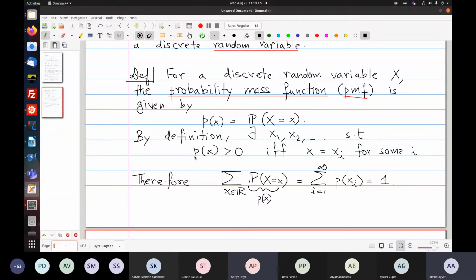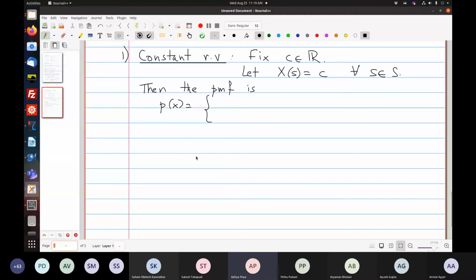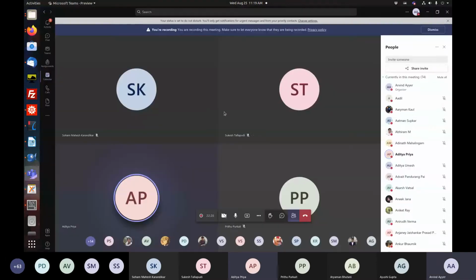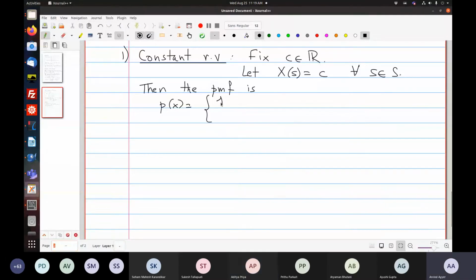Okay, sir, it will be 1 for C and otherwise it will be 0. Correct. So who said that? Yes, Aditya. So it's 1 when x is C. Oh, sorry, it should have been C, and 0 otherwise. I'll use O/W for this. Okay? It's a silly function. It just takes value 1 at C and nothing else.